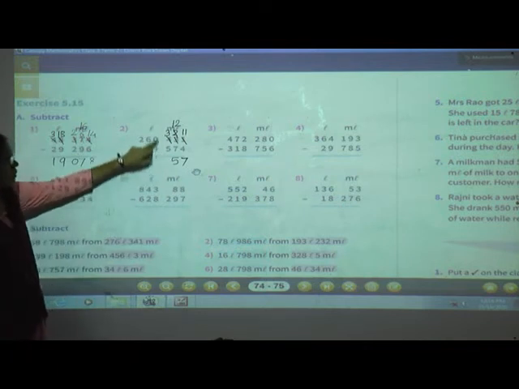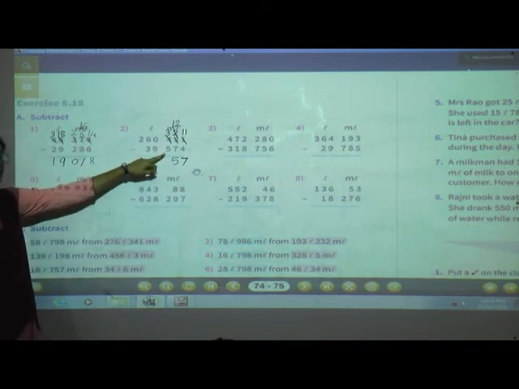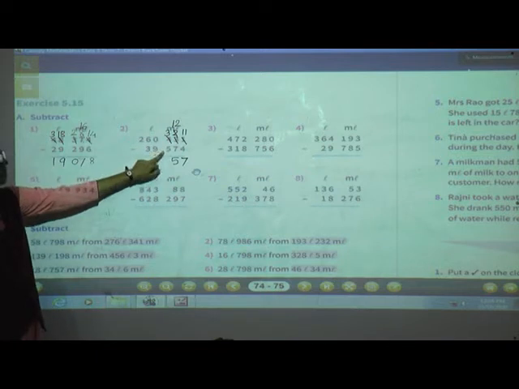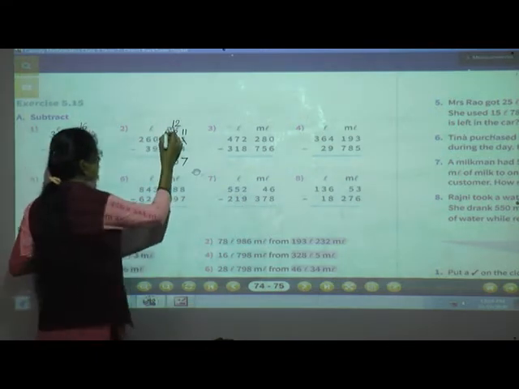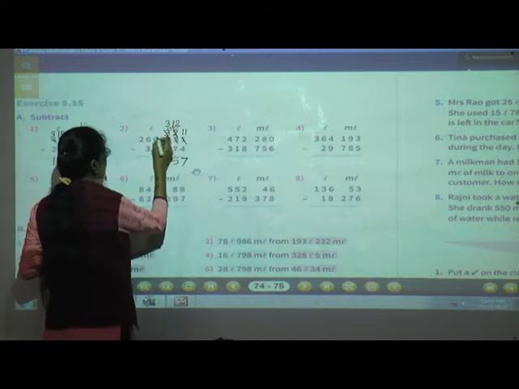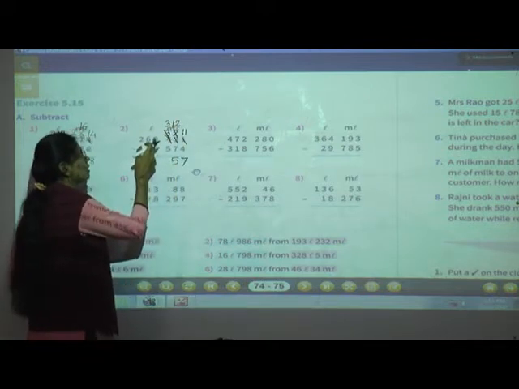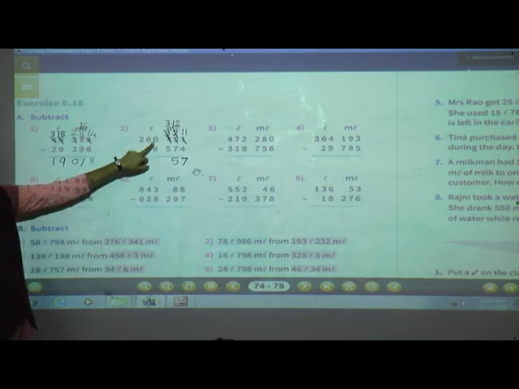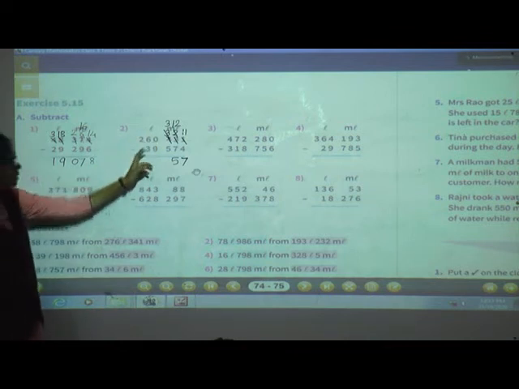See this column now. 3 minus 5. Again same. 3 is smaller than 5. So 3 minus 5 we can't do. So we'll cut this 3, write as it is. Then we'll move to the neighbor. Next place here 0 is there. So again we'll move to the next place.